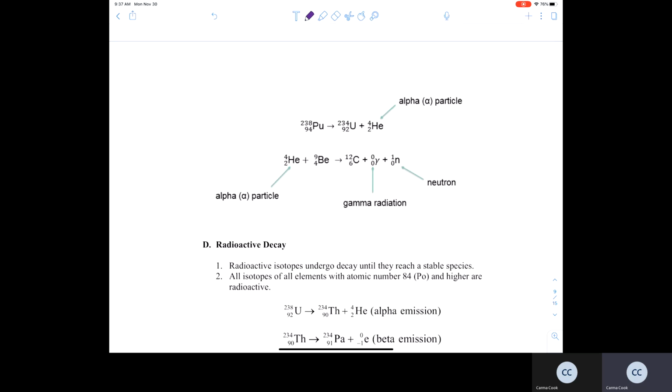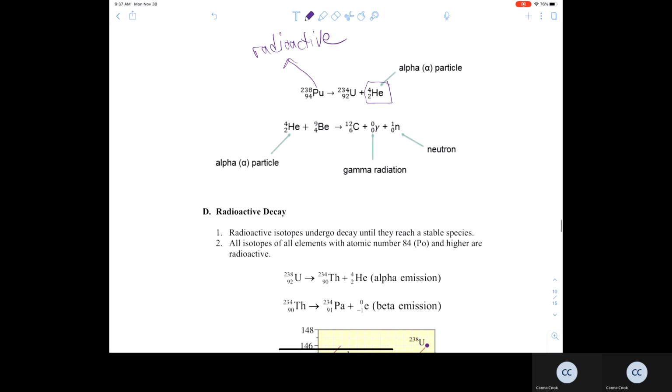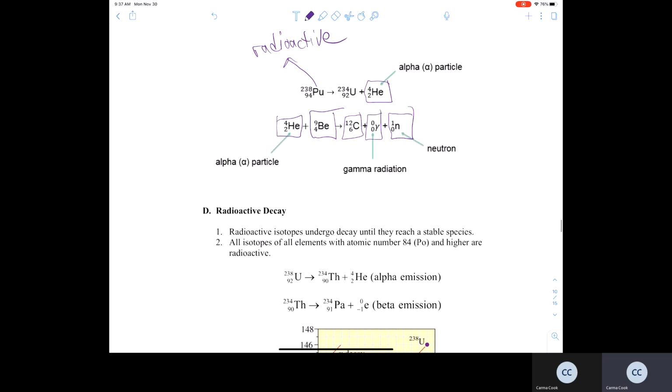And so plutonium is radioactive. So it will naturally split into uranium and then emit an alpha particle. This alpha particle can go on and react with beryllium and produce carbon-12, a gamma ray, and there's your neutron. And then this neutron can go on and initiate nuclear fission.